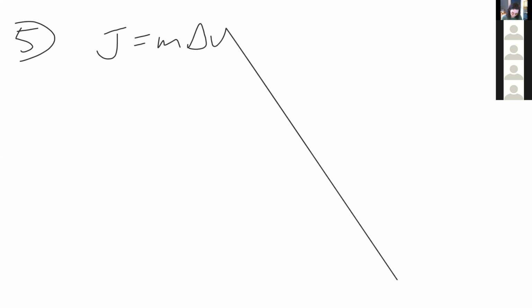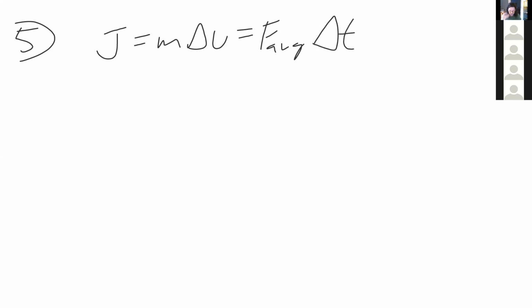So of course, we know that our impulse is m times delta v, and that's the average force times delta t. So part A, we'll find m times delta v, and then in part B, we'll just relate that to the average force.